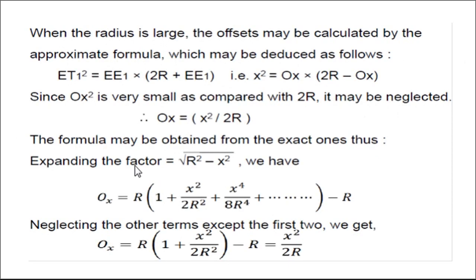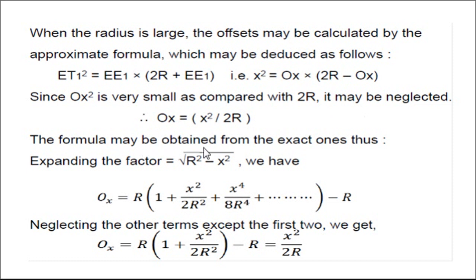When the radius is large, the offsets may be calculated by the approximate formula, which may be derived as below. That is, ET1 squared is equal to EE1 into (2R plus EE1). That is, x squared is equal to OX into (2R minus OX). Since OX squared is very small as compared to the radius of the earth, that is 2R, it may be neglected. So OX is equal to x squared divided by 2R.